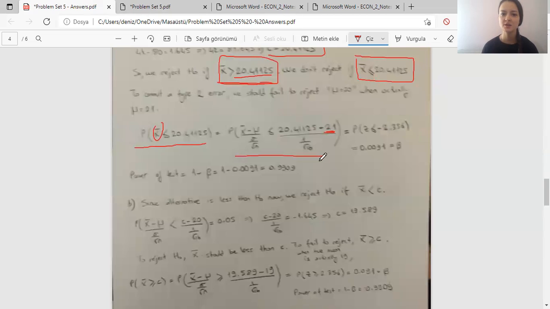And this calculation gives us the probability of Z less than or equal to minus 2.356. Okay, and in the table we can see that this value is 0.0091. This is the probability of committing a type 2 error. So the power of the test, the probability of not committing a type 2 error, is 1 minus beta here. It is 0.99 approximately. So the power of the test is really high.